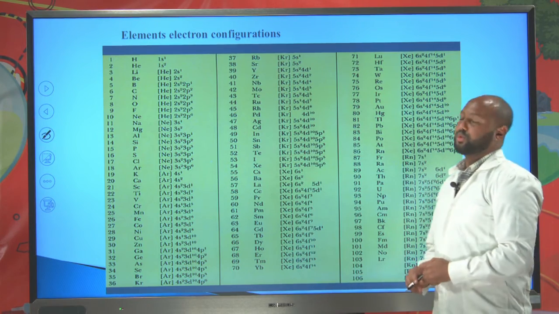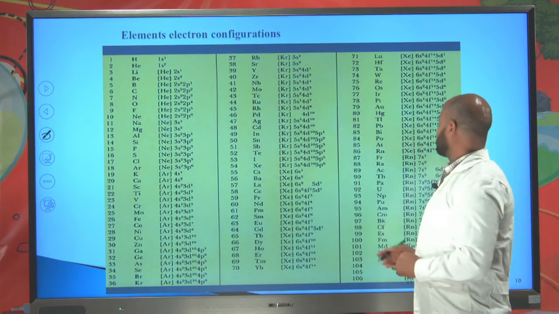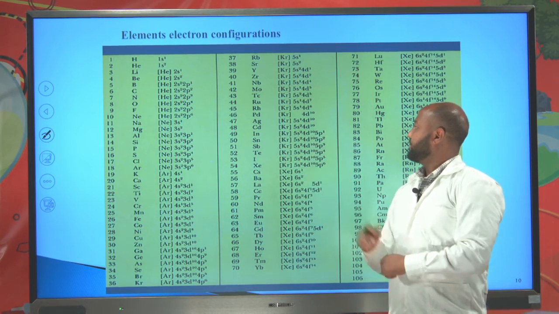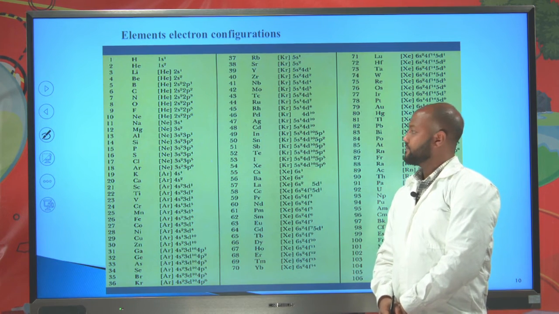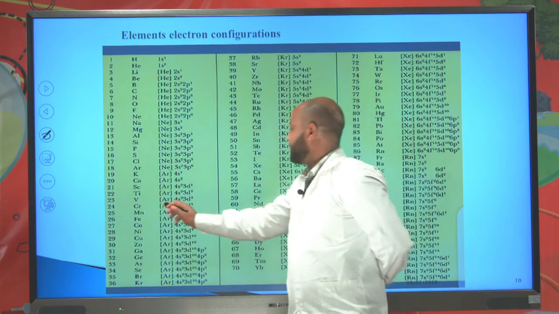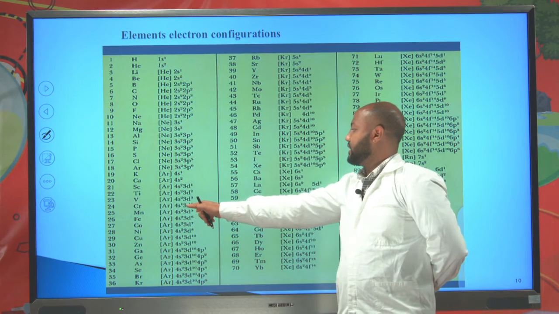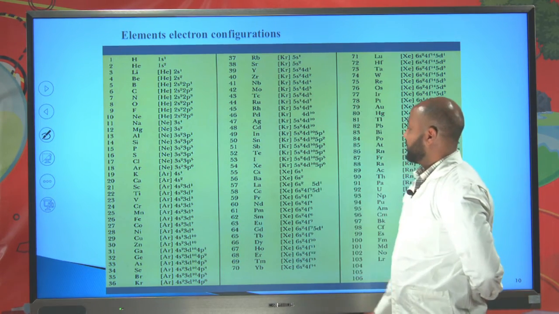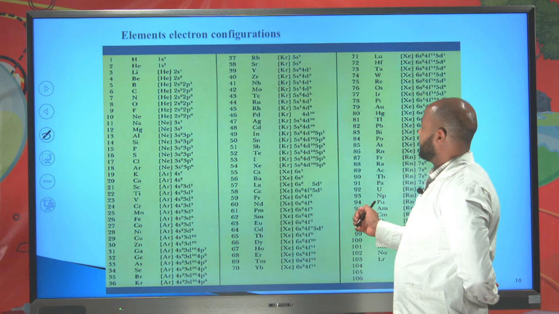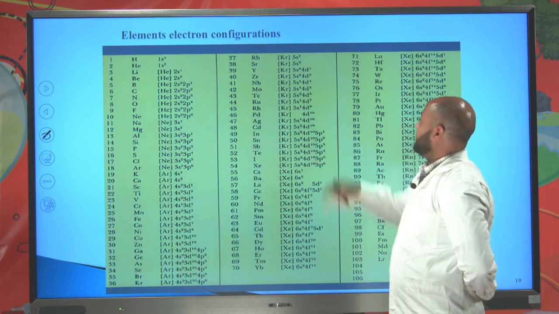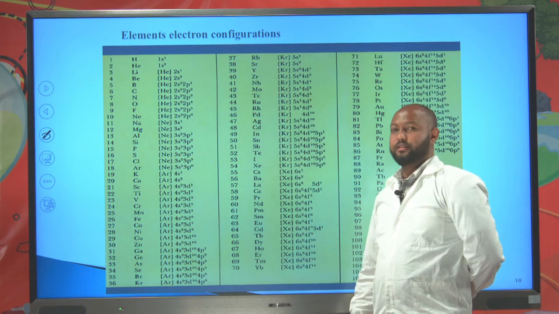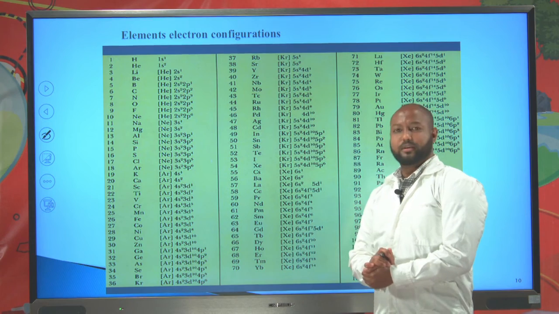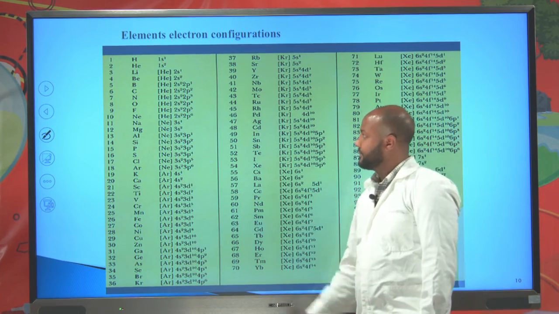Here are the elements' electron configurations. We can write almost all elements' electron configurations using noble gas as a core. For chromium, which is exceptional, as I said, it fills 4s1 3d5. Molybdenum, the same, 5s1 4d5. And the same for silver and gold. You can check it.